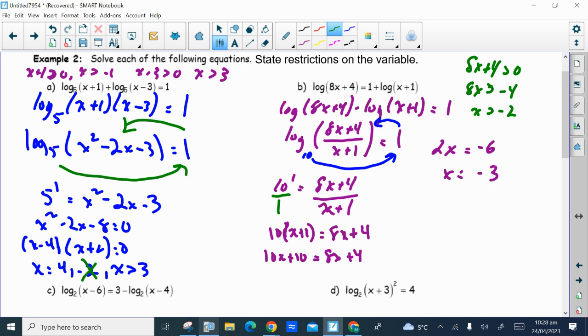But just so we can state the restrictions on the variable, let's find our other restriction. It comes from the argument x plus 1 must be greater than 0. So x must be greater than negative 1. We would need to use a restriction that satisfies both, which is x is greater than negative 1. All numbers greater than negative 1 are also greater than negative 2. But again, that's also a reason why our answer does not work. So this is extraneous. There is no solution. X equals negative 3 is extraneous.